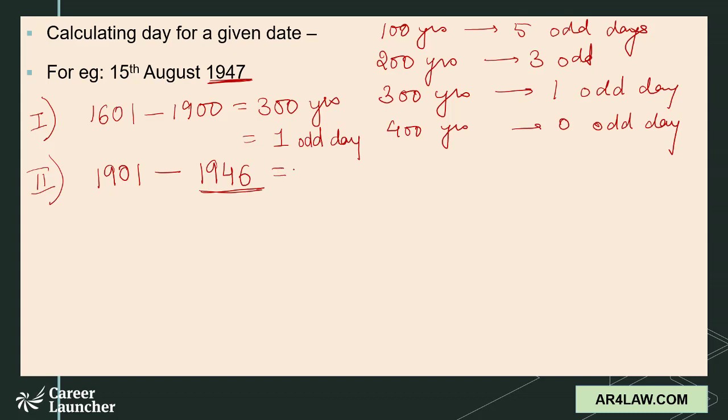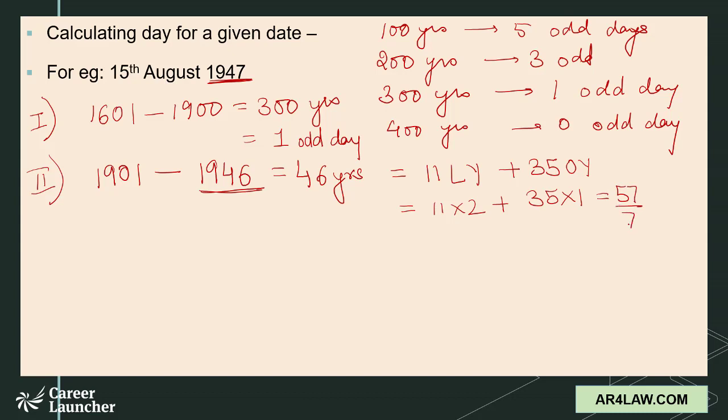And we say it is a time period of 46 years. This time period has 11 leap years and 35 ordinary years. Each leap year gives us 2 odd days. Each ordinary year gives us 1 odd day. 22 plus 35 gives us 57. Divided by 7, the remainder happens to be 1. So these 46 years will give me 1 odd day.